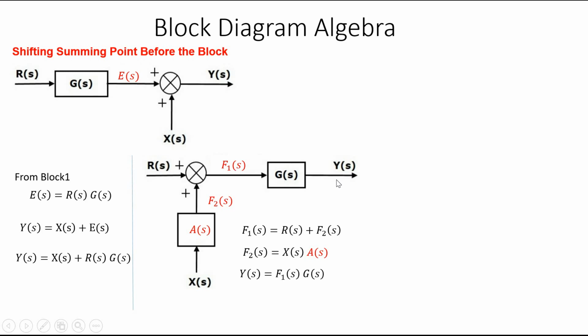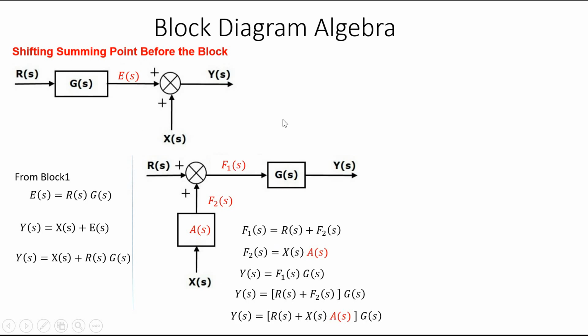And again we can have y of s equal to the output of this, so input f1 of s into g of s. Again we can substitute f1, so f1 is r of s plus f2 of s, so r of s plus f2 of s into g of s, and we can substitute for f2 of s, so it becomes r of s plus x of s into a of s into g of s. Substituting for f2 of s, we get x of s into a of s.